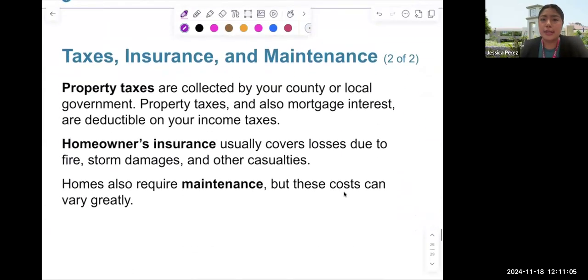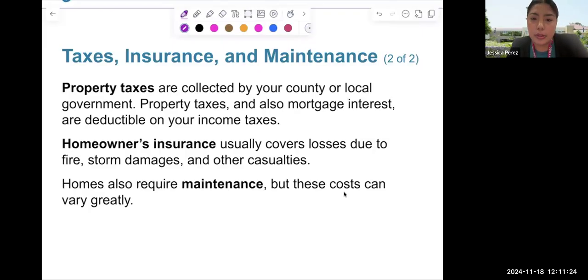There are also property taxes. Property taxes are collected by the county or local government, and property taxes and also mortgage interest are deductible on your income taxes. So the good thing is when you have a home and you put that in your taxes, it reduces your taxable income; it has a deductible.